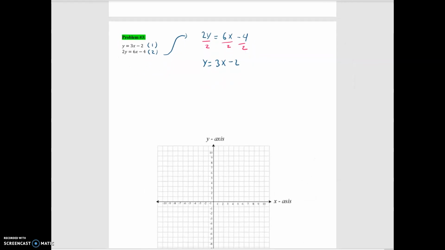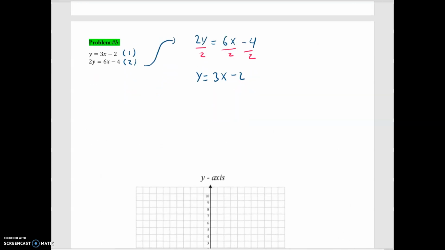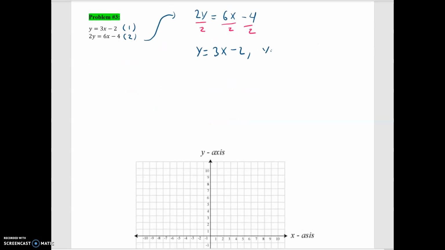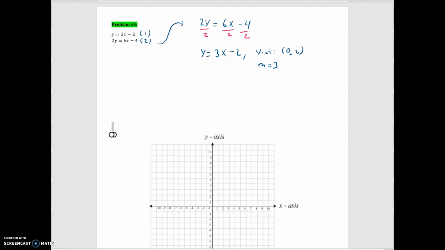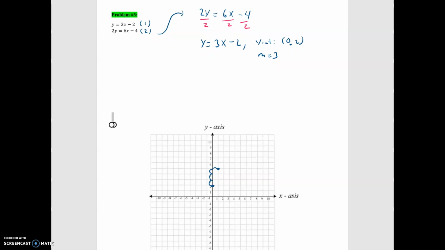So if we were to graph it, our y-intercept would be 0, 2 with a slope of 3. Let me put those points so we can graph them. So 0, 2, and then a slope of 3 is going to be 1, 2, 3, and 1 point to the right. So let me graph these two. And technically in this case it's just 1.